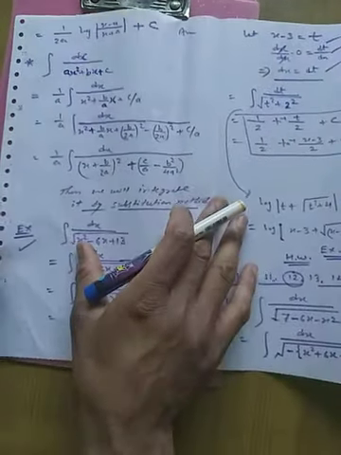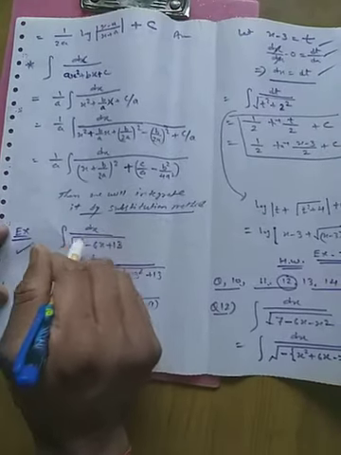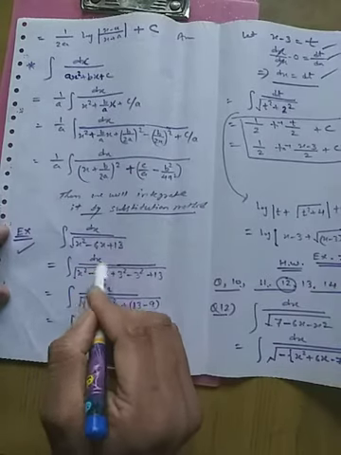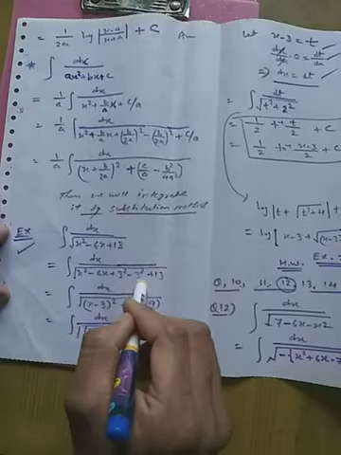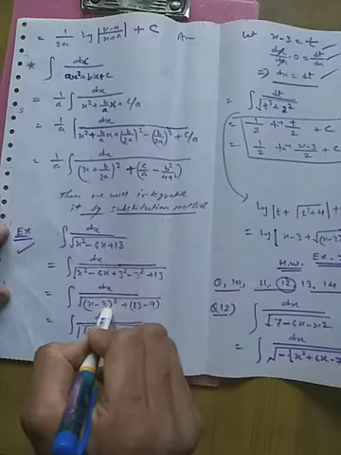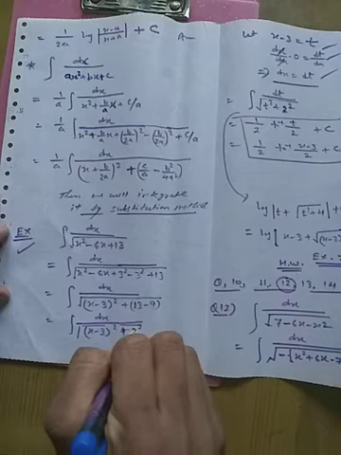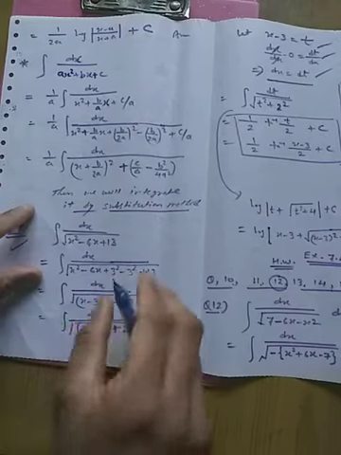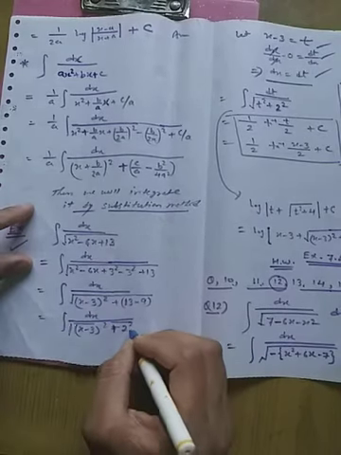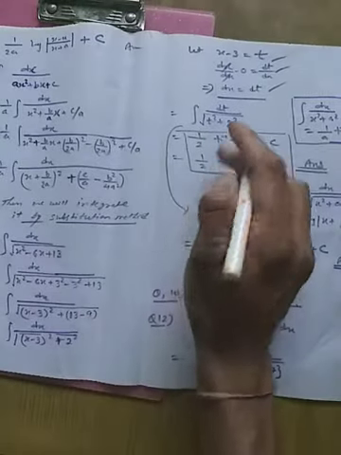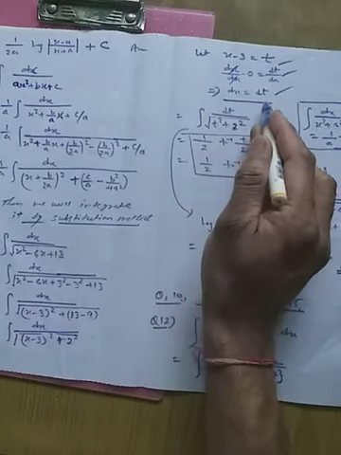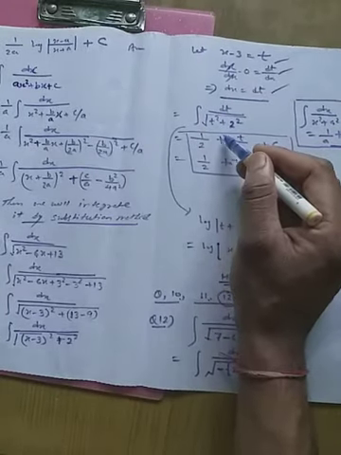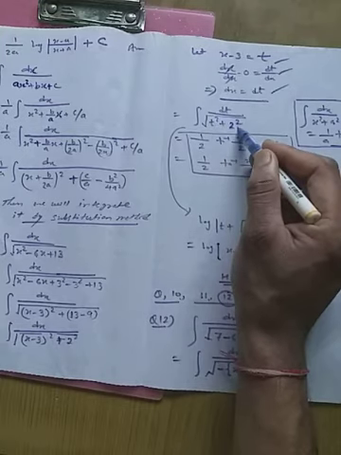Let us understand the same concept with the help of this particular example. dx upon square root of x square minus 6x plus 13. Now what is the coefficient of x here? 6. Half of this is 3. You will add and subtract the square of 3 here. The first three terms will make the completing square, plus 13 minus 9, which is 4, meaning 2 square. Now you will apply the substitution method: let x minus 3 equal t and dx equal dt. Now this converts into dt upon square root of t square plus 2 square.